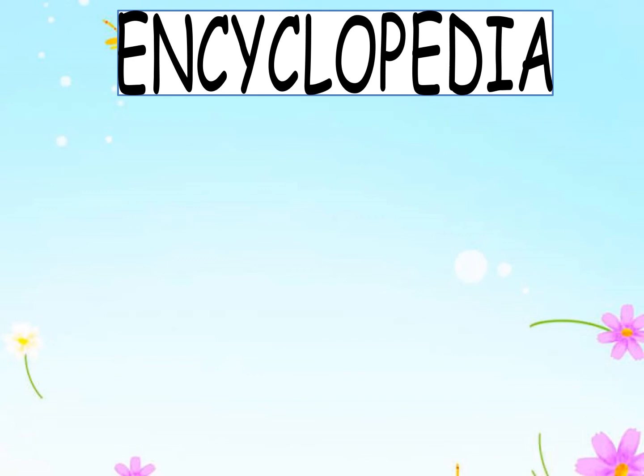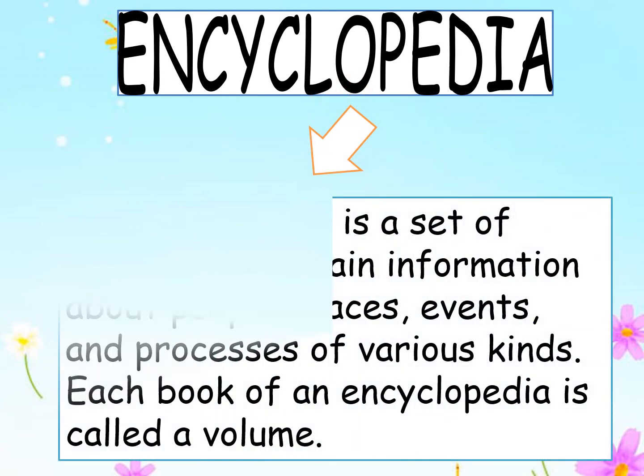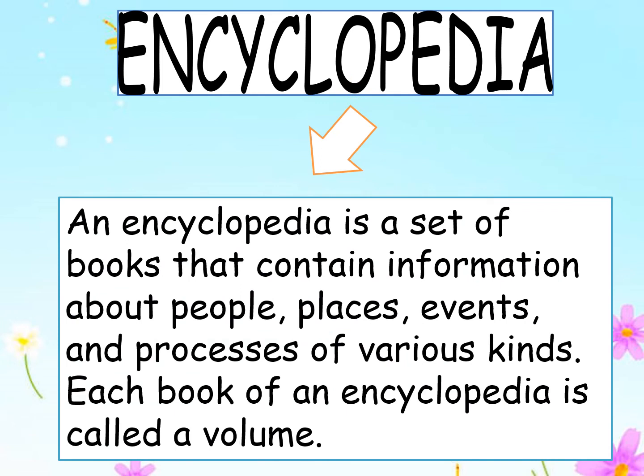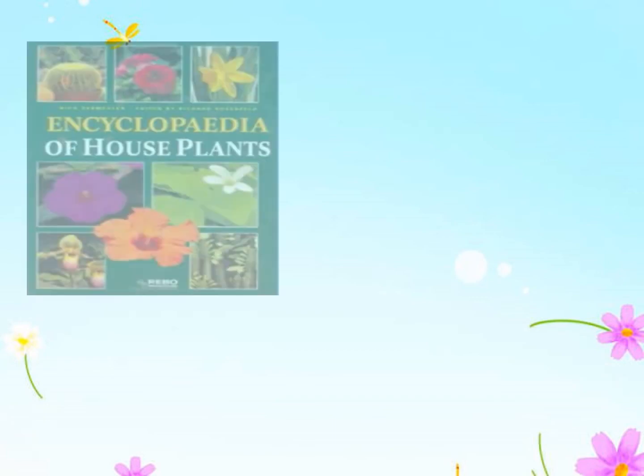Now let's proceed to encyclopedia. Encyclopedia is a set of books that contain information about people, places, events, and processes of various kinds. Each book of an encyclopedia is called a volume. This is an example of encyclopedia.